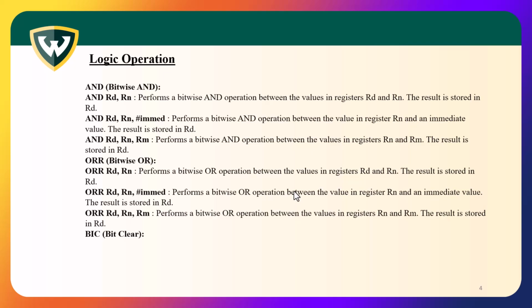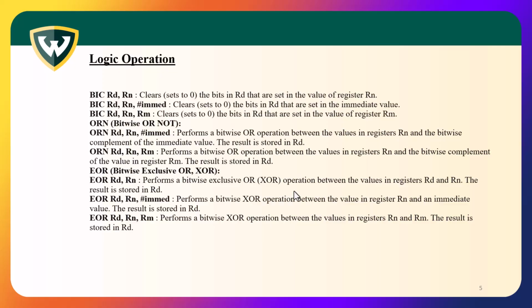And the ORR operation is the OR operation. It does the bitwise OR operation. And there is another operation called BIC, bitwise clear. It clears the bits in the RD register that are set in the value of the register RN. BIC RD, immediate clears the bits in RD that are set in the immediate value. And now we can use 3 operands for the BIC operator, which clears the bits of RD that are set in the value of RM.